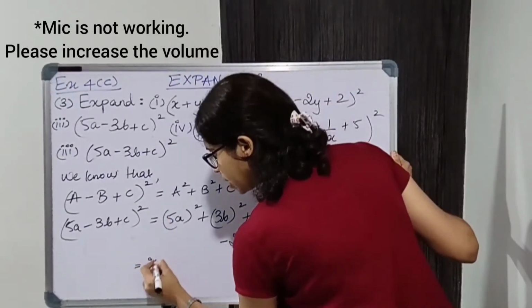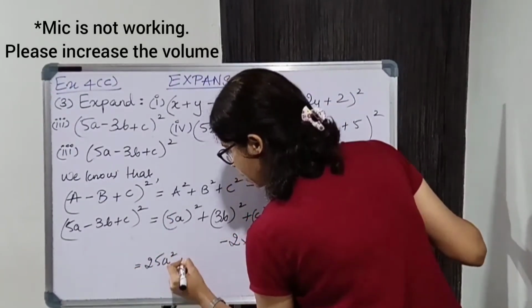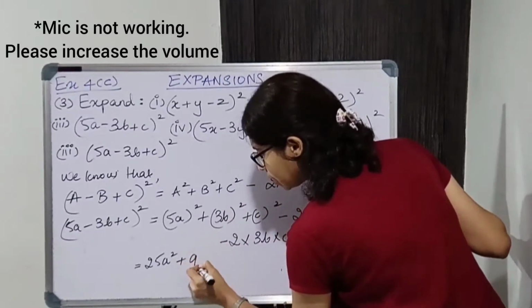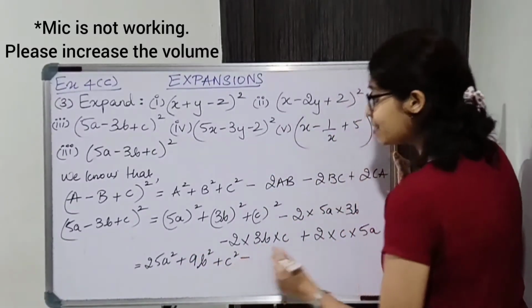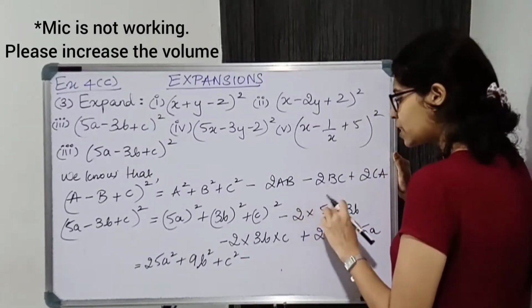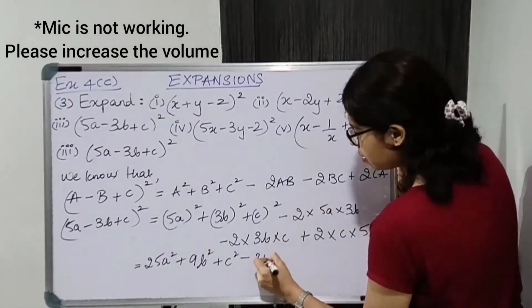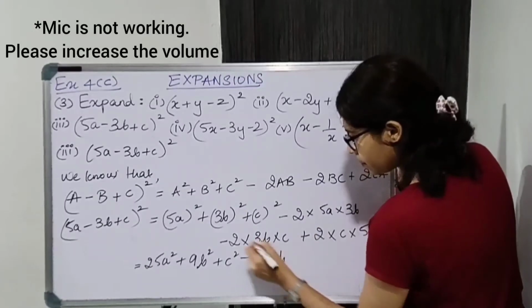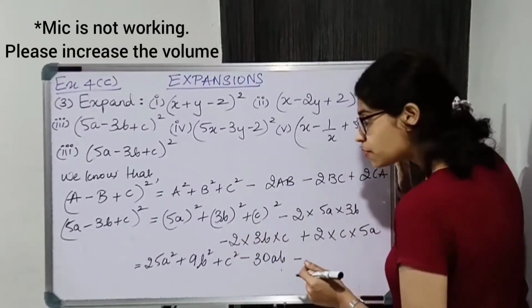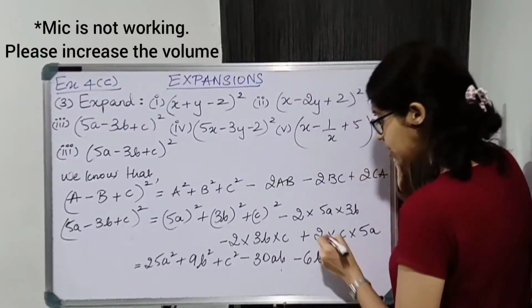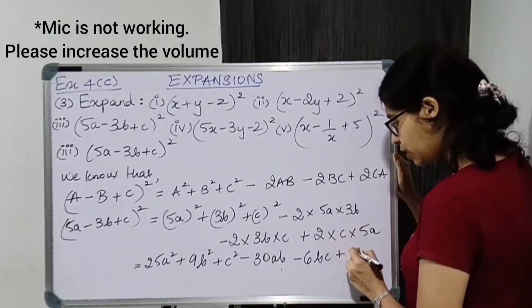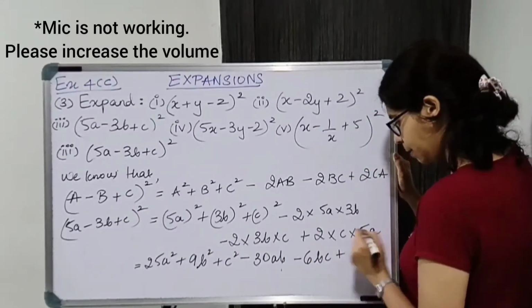5 square is 25, a square is a square, plus 3 square is 9, b square is b square and c square is c square, minus multiply the numbers first. 2 5s are 10, 10 3s are 30, ab, minus multiply the numbers first. 2 3s are 6, bc, plus again the numbers first. 2 5s are 10, ca. Okay?